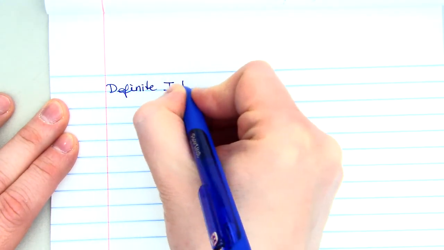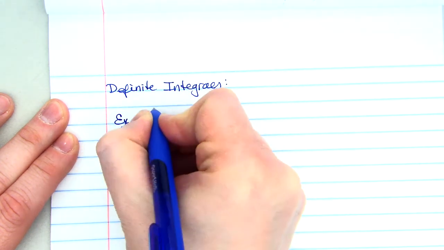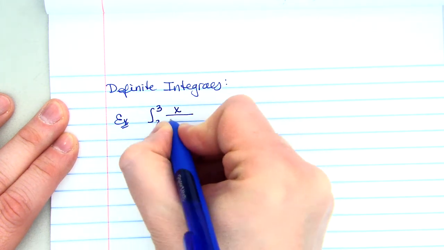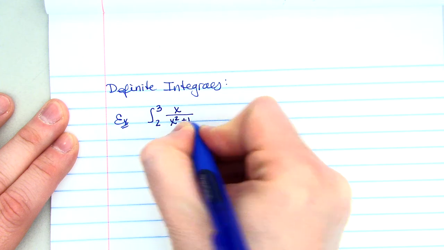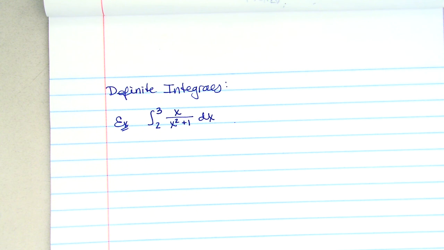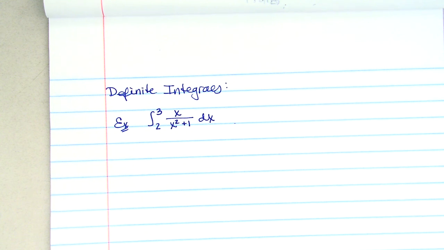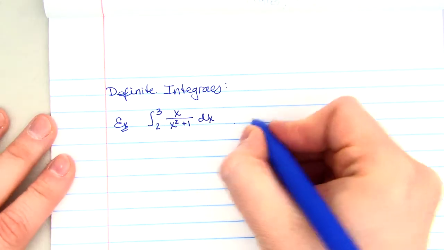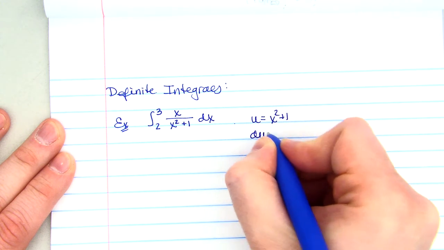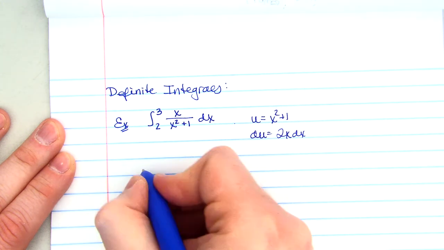Definite integrals. Find the area under a curve. First example. Integral from 2 to 3 of x over x squared plus 1 dx. What do you have to do? Use substitution. What's u? What's du? 2x dx. Okay, so I'm going to go rewrite things.